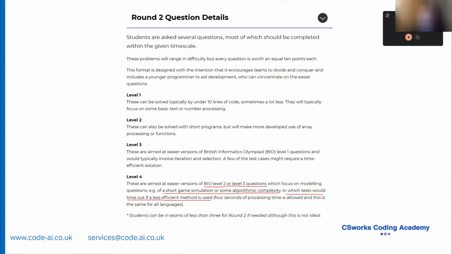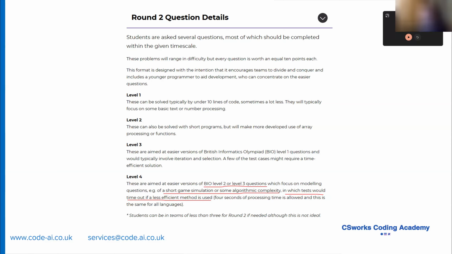Level 1 questions can usually be solved in under 10 lines of code, sometimes a lot less, and they will typically focus on some basic text or number processing. They give you 2 pieces of text, they ask you to put them together, concatenate them, or maybe change a few letters. They give you a number and tell you to multiply it, simple stuff. Level 2, we start getting to the short programs, and we use functions and arrays. So a tiny bit more difficult, but not really.